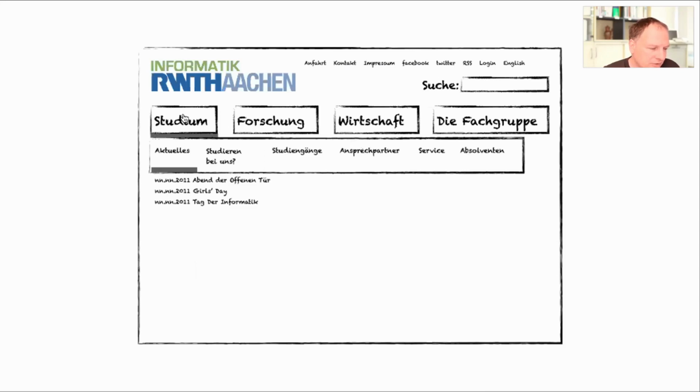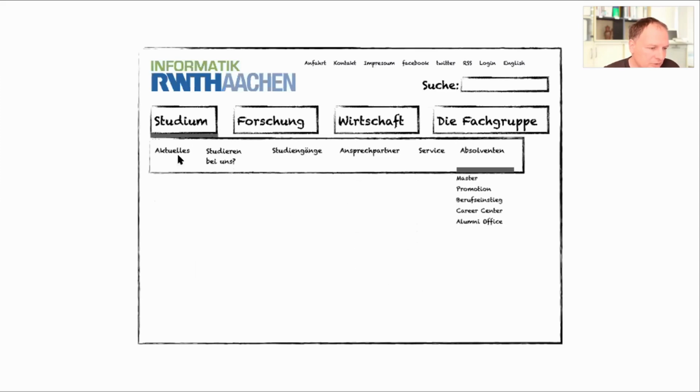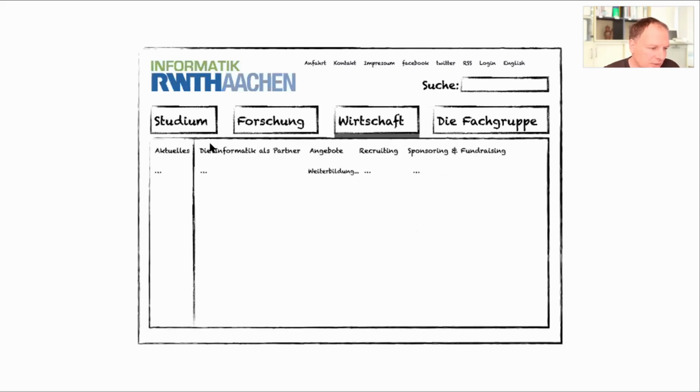I can go to studies here, and then here's a bunch of things in here like current topics and reasons for studying with us and programs, etc. And let's say I click on study programs here as a submenu of studies, right? So sure enough, this moves me to this, and I can go back and forth here, look at all of these, and they all have content, right? I can actually use this. I can go back to research and look at that.